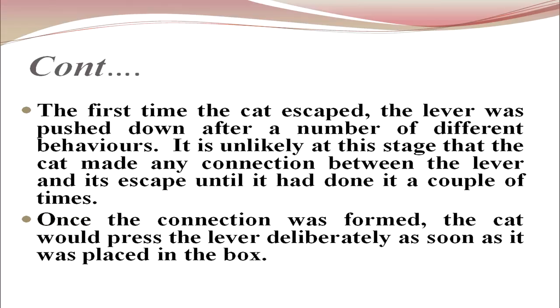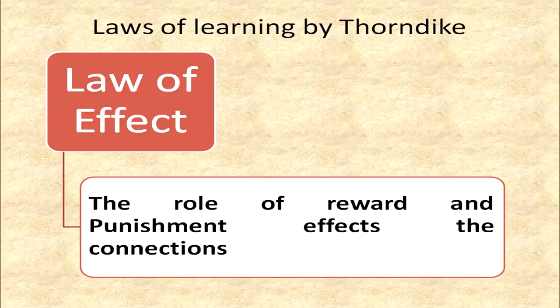Initially, the cat escaped when the lever was pushed down after a number of different behaviors. In a random manner, the cat tried haphazardly. It is unlikely at this stage that the cat made any connection between the lever and its escape until it had done it a couple of times. Once the connection was formed, the cat would press the lever deliberately as soon as it was placed in the box.